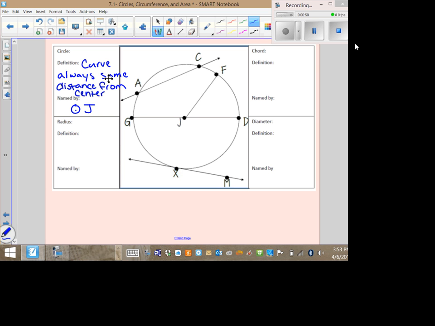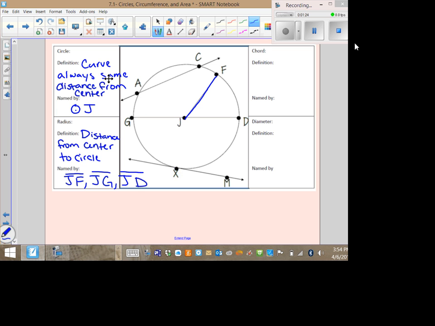All right, and then the radius is the distance from the center to the circumference of a circle. So distance from the center to the circle. So an example of that would be like from J to F, and you're going to label that as a segment. So JF is the radius. You could also put JG or JD.